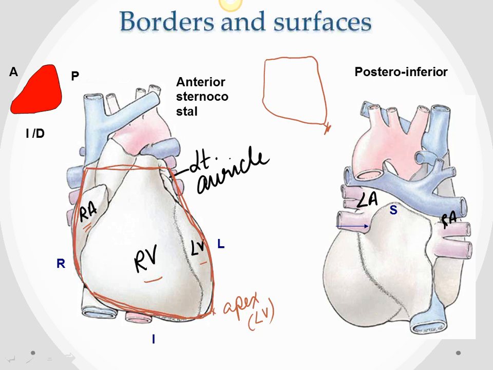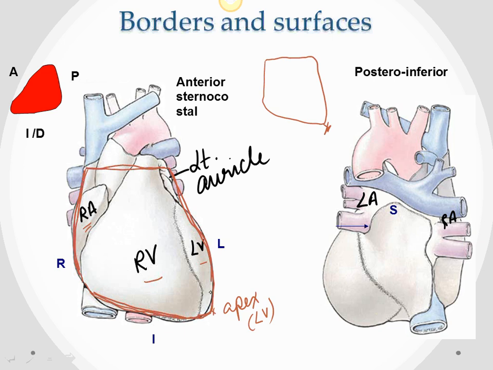It lies about 9 centimeters from the midline in the 5th intercostal space on the left side. So you all know the heart is kind of shifted more towards the left. So this lies in the left 5th intercostal space. This apex, we can feel the apex beat over there. This left border is formed by the left ventricle.